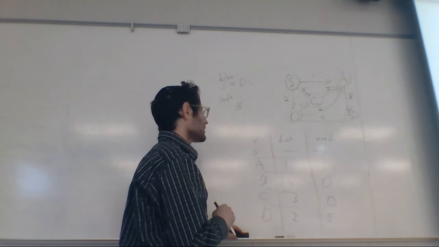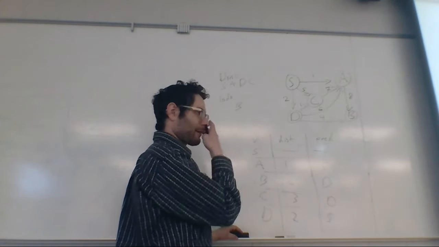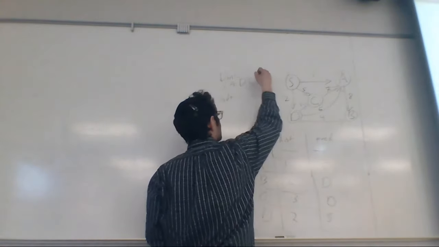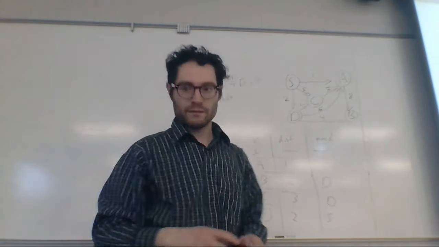So now B is the last remaining node and has no outgoing edges, so it's not going to do anything. So this is our shortest path on how to get there.